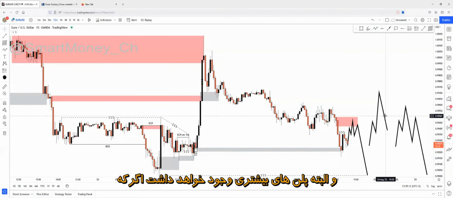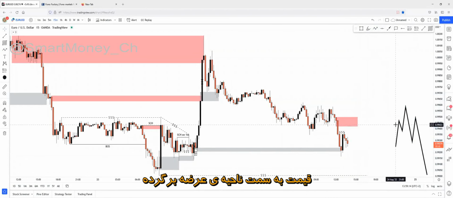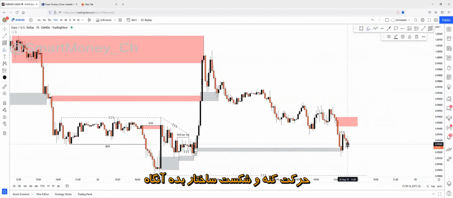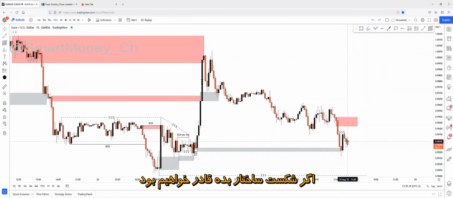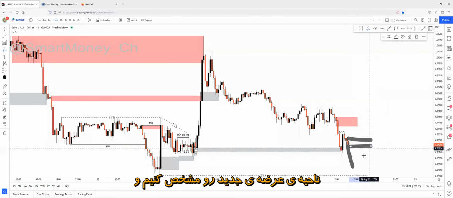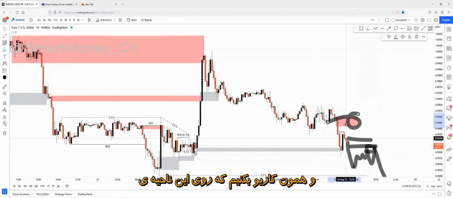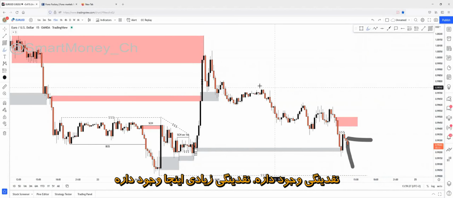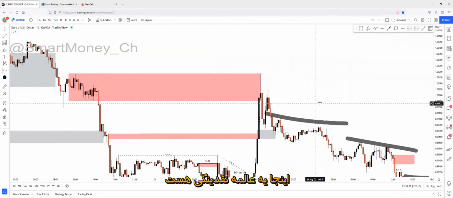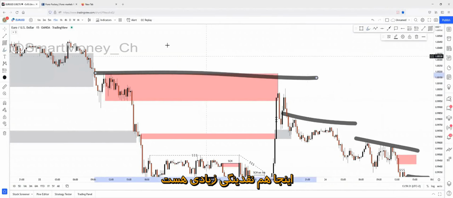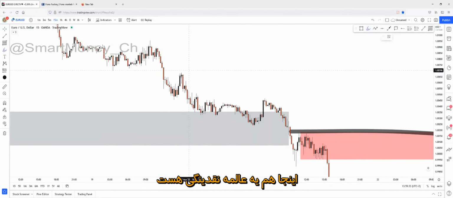And of course, there will be more plans if price can't retrace up to the supply zone and it simply goes to the downside and breaks structure. Then if it breaks structure, we'll be able to mark the new supply zone out. We'll be able to wait for a reaction on the supply zone and do the same as on this supply zone. But of course, there's loads of liquidity here.